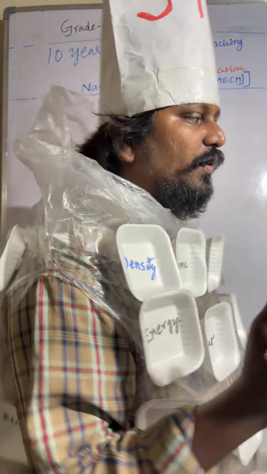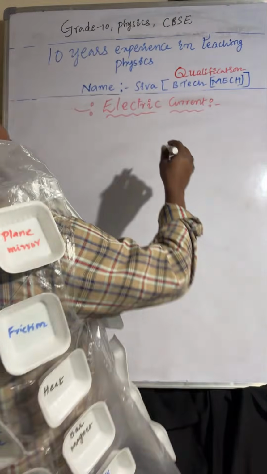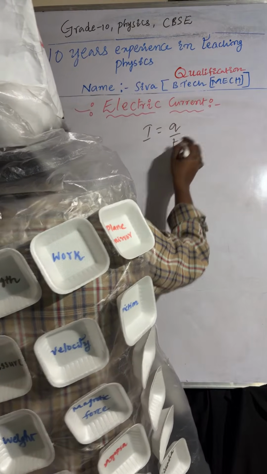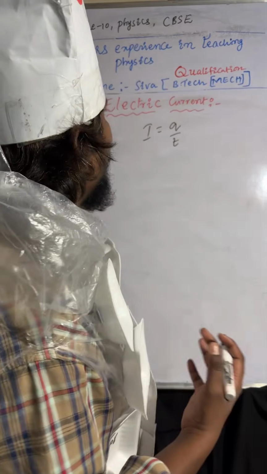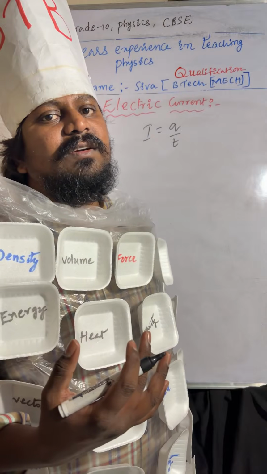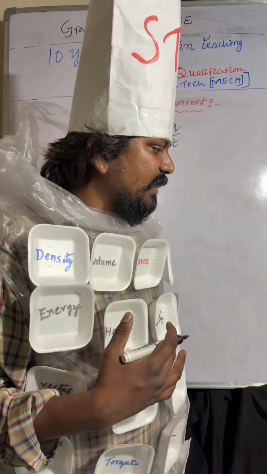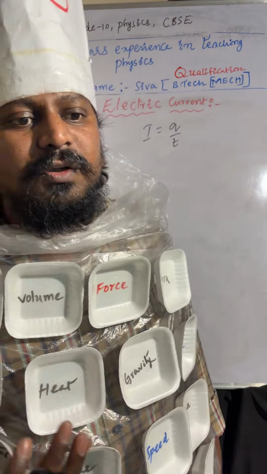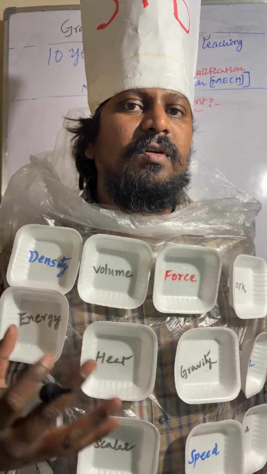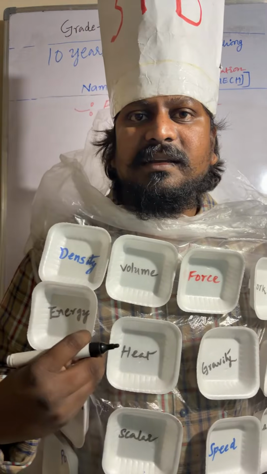The rate of flow of charge is called electric current: I equal to Q by T. Or simply, we can say the flow of charge through a unit cross-section area per second is called electric current.